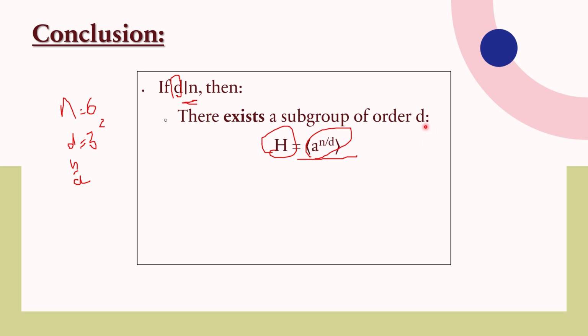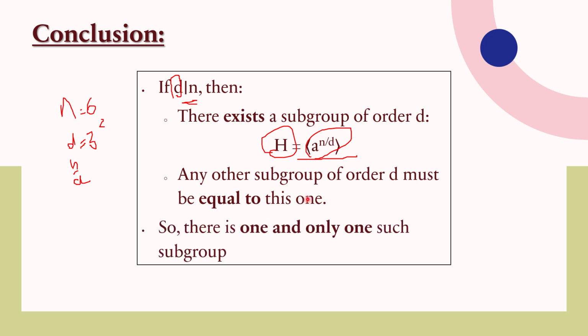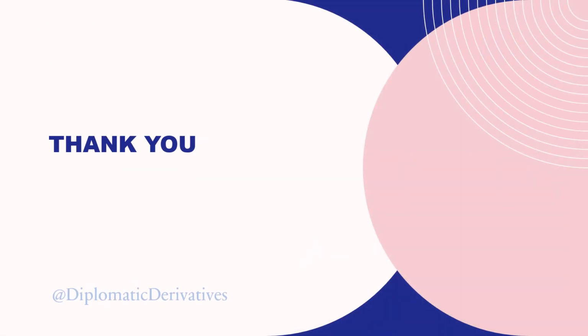Okay, this is what we are getting from this proof, that when D divides N, there exists a subgroup of order D, and also that it's the only one. So any other subgroup of order D must be equal to this subgroup. There is no other subgroup which can have a similar order. Okay, there is only one subgroup having this order. Understood? If that was clear, I hope it was made clear as much as I could.